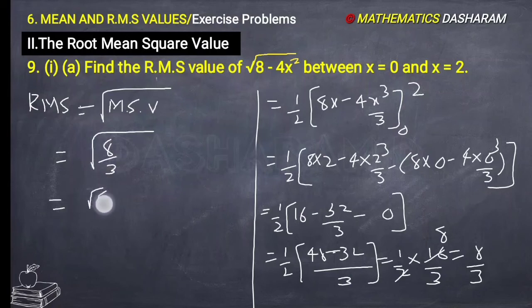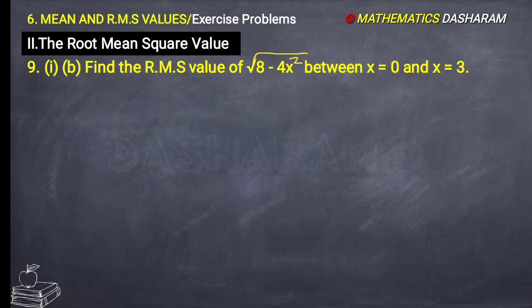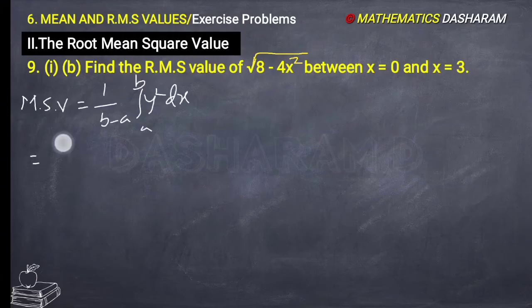Apply the root for 8 and for root 3. Then 2 root 2 divided by 3 is our required answer. Part B: find the RMS value of under root 8 minus 4x square between x equals 0 and x equals 3. First find out the MSV value, that is mean square value.